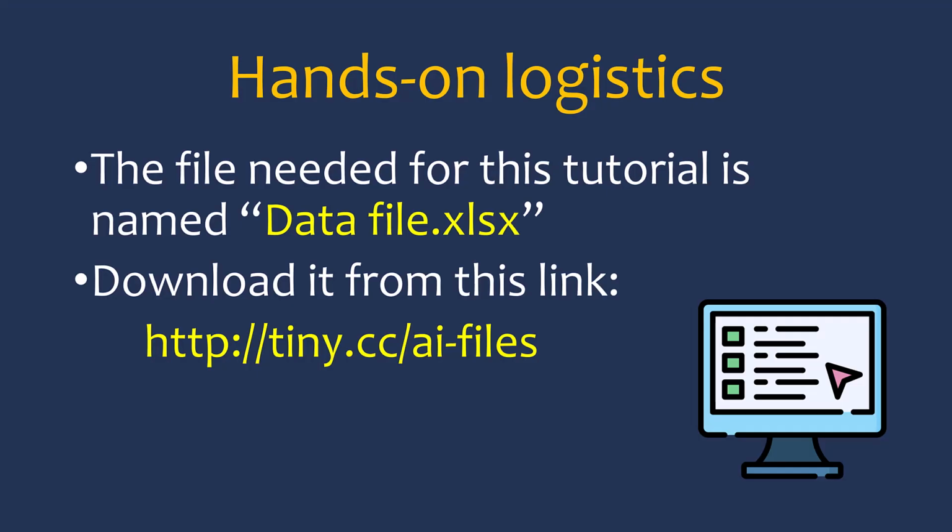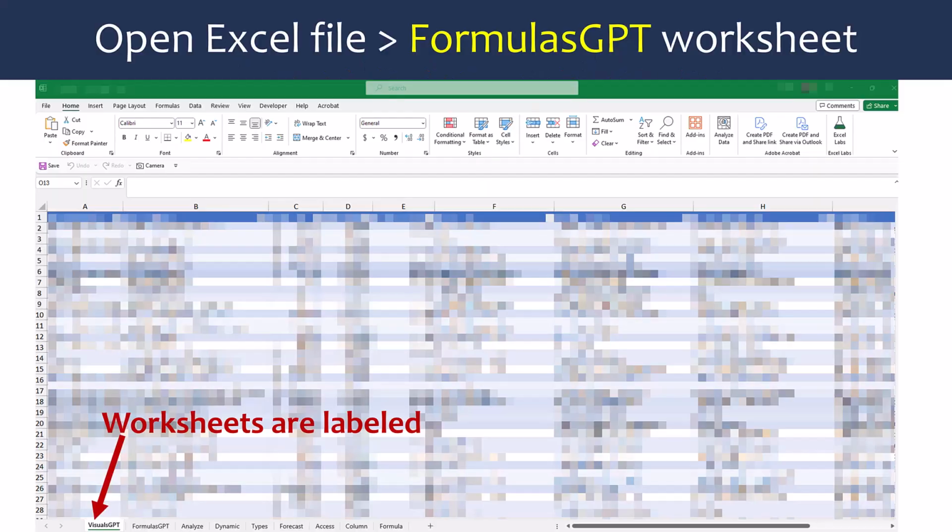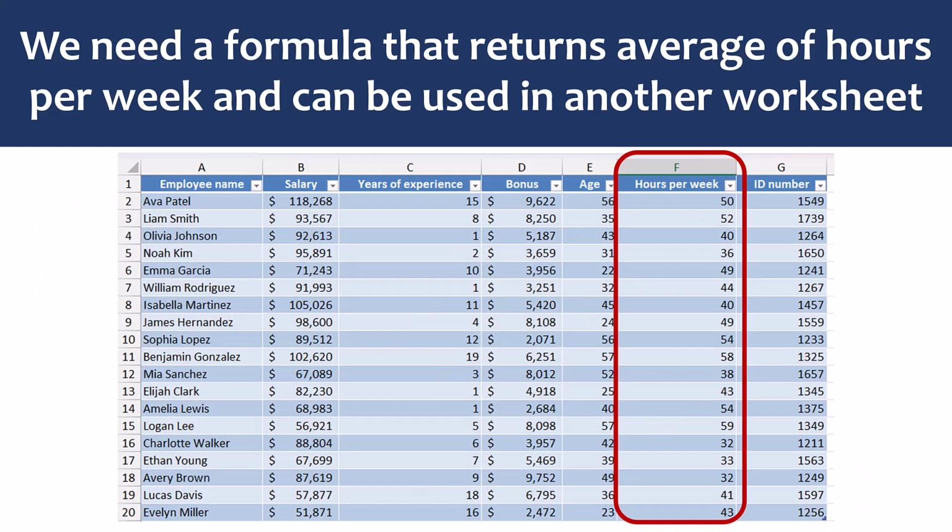The file needed for this tutorial is named datafile.xlsx. You can download it from http://tiny.cc/ai-files. When you open the Excel file called Data File, you will see several worksheets. The one needed for this tutorial is the Formulas GPT worksheet. We need a formula that returns the average of the hours per week column, column F, and that can be used in another worksheet.